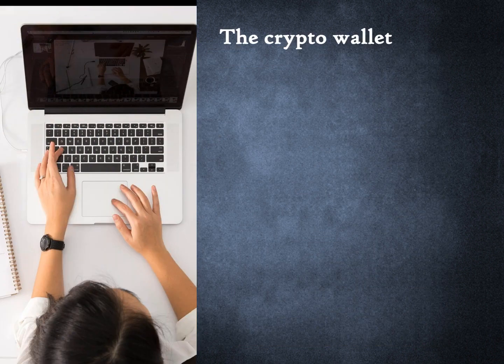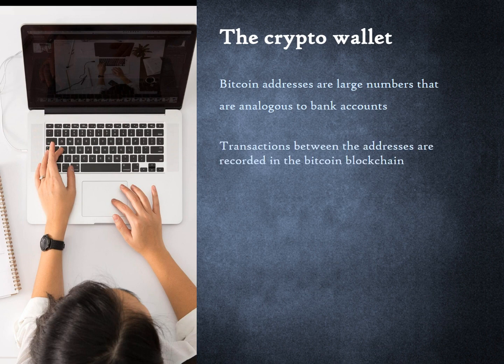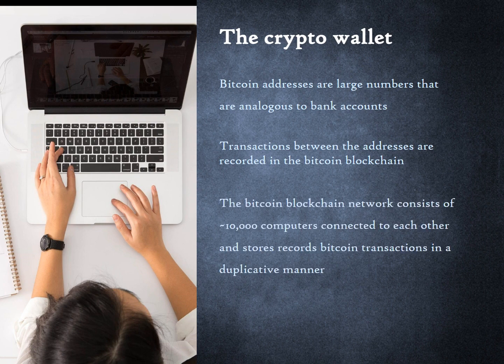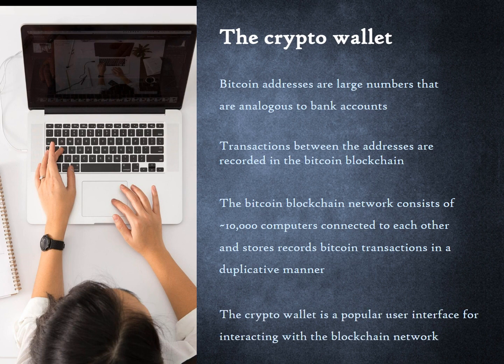So far, we learned that Bitcoin addresses are simply large numbers that are analogous to bank accounts. We also know that transactions between the addresses are recorded in the Bitcoin blockchain. The Bitcoin blockchain is a network of about 10,000 computers that records Bitcoin transaction data in a duplicative manner. But what is the user interface for an end user seeking to acquire a Bitcoin address or make a payment? The crypto wallet is a popular user interface.